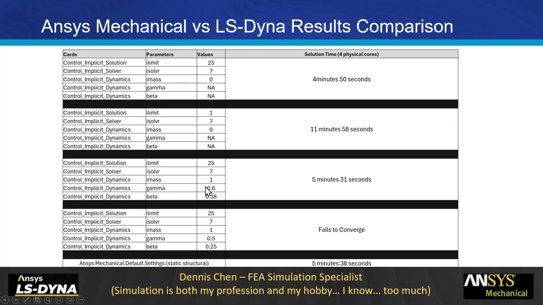Now, if I don't use the correct values of gamma and beta, and I just use the default, which is 0.5 and 0.25, it actually fails to converge, right? So this really tells you that you can't just use the default values for implicit cards in Dyna and get it to work, even for the simplest problems. You have to know what each of these key parameters really means and how to adjust it, right?